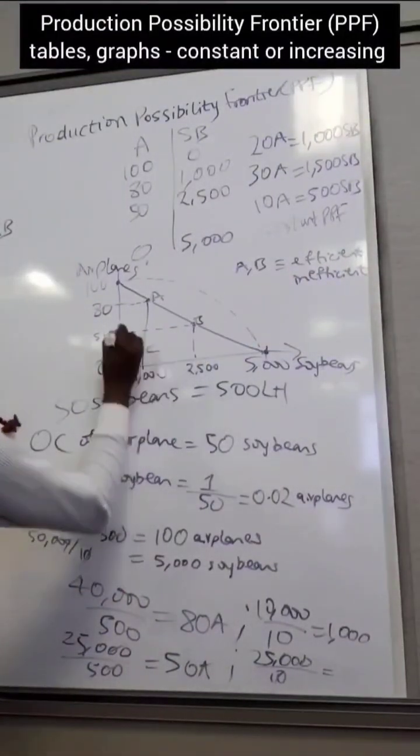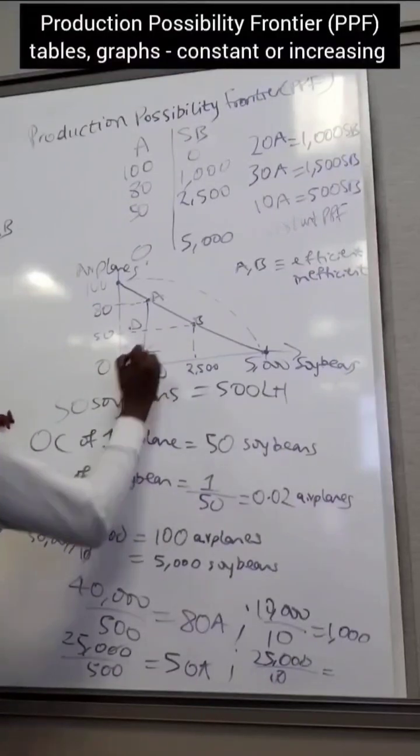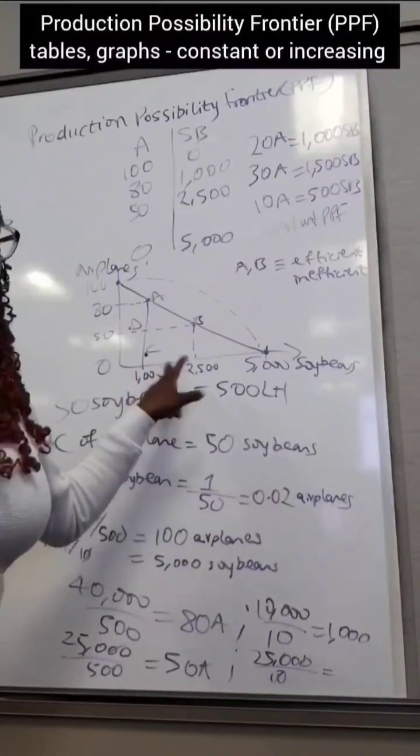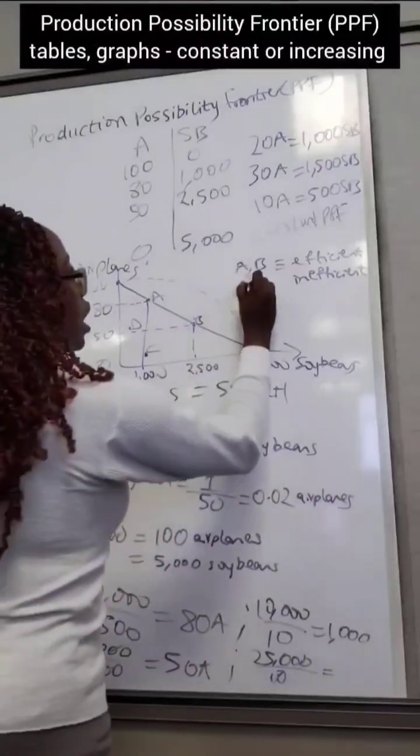So if you are producing at point C or point D inside the curve, you are underutilizing your labor, capital, money, and other resources, okay? So point C and D are inefficient.